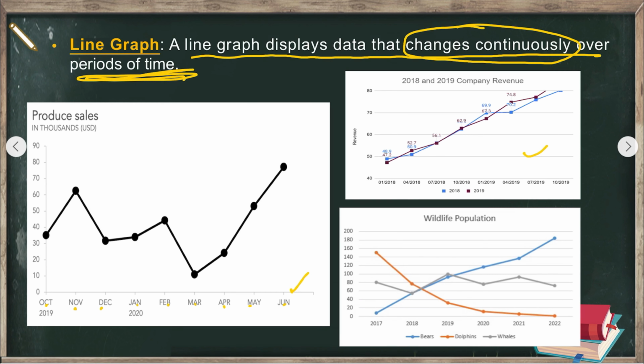Similarly, we have a double bar graph, and here we have a double line graph and a triple line graph. So we can have a single line graph, double line graph, triple line graph, or many more lines representing different data in the same graph. Like in this one we have wildlife population. The blue line is representing bears, orange is representing dolphins, and this gray one is representing whales. Now based on this we have exercise 15.1, in which we'll be studying the graphs to find conclusions. So now let's move to exercise 15.1.